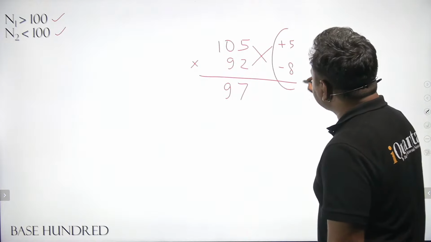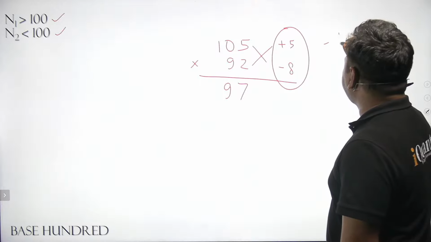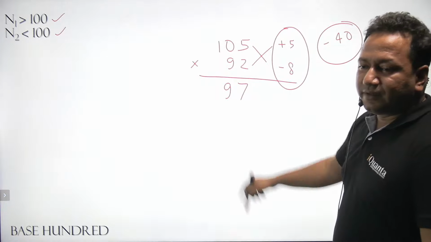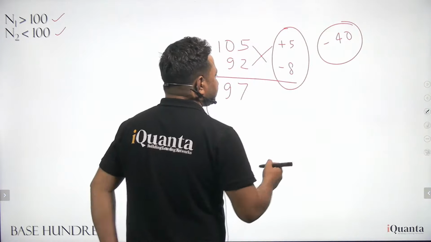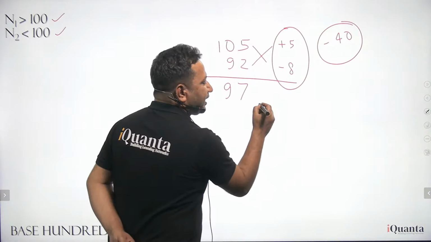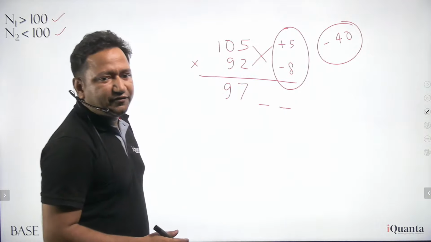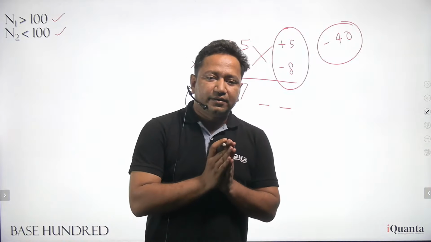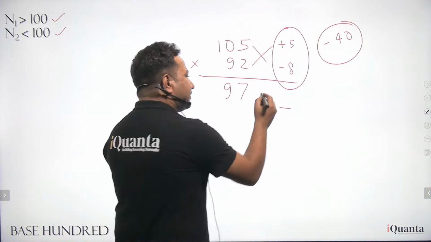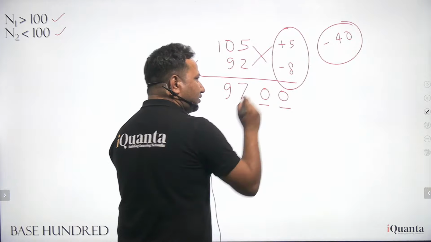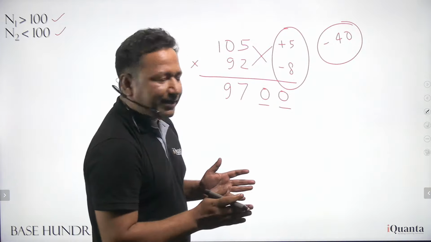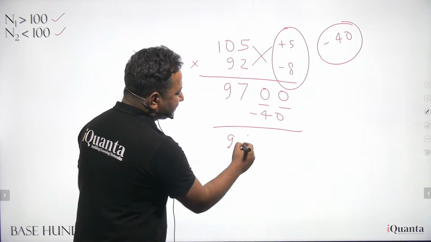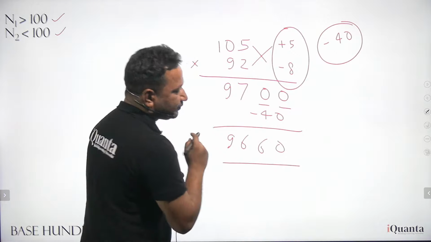If I multiply plus 5 and minus 8, I get minus 40. And we cannot have a minus 40 in between the number. So what we'll do over here, here we have two blank spaces, and that is why we're able to put any two numbers in these spaces. When the spaces are vacant, in mathematics, those spaces are essentially filled by two zeros. All right? Now we'll have to subtract 40 from this 9700, and we'll get 9660. All right?